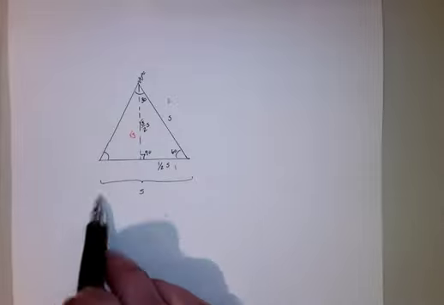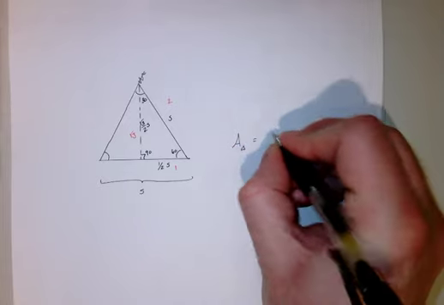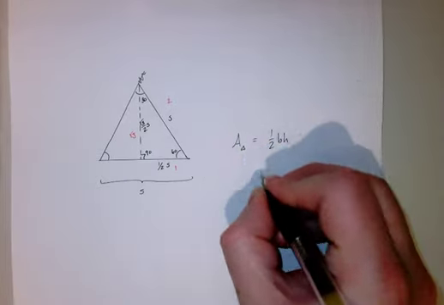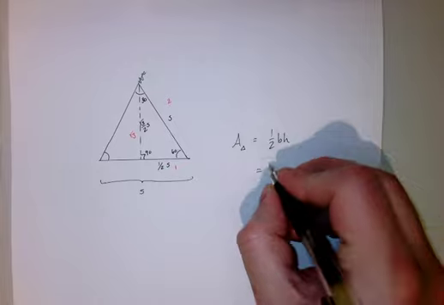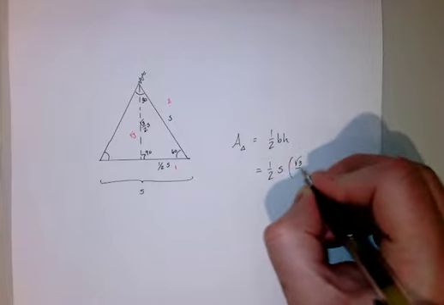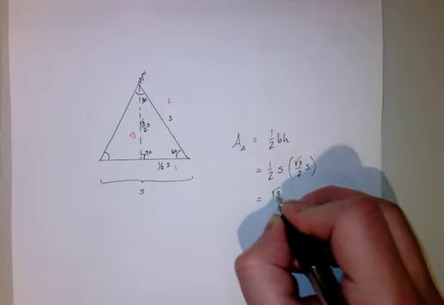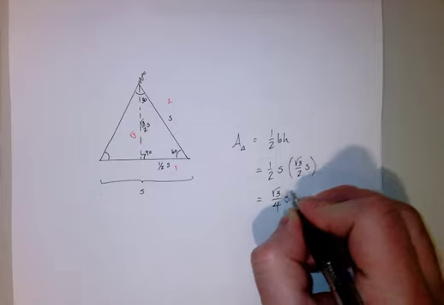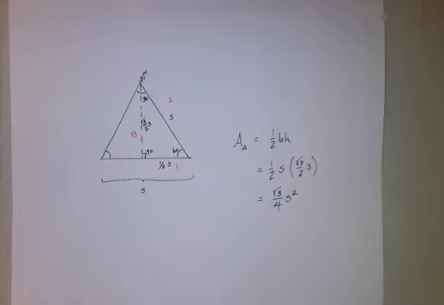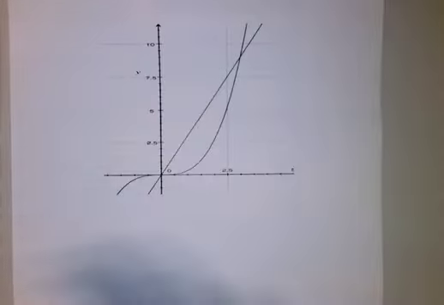So I know that the area of a triangle is 1/2 base times height. In this particular one, the base is S. The height is √3/2 S. So the area of an equilateral triangle with respect to its base is √3/4 S squared. You might want to remember that. So let's go back to our problem.